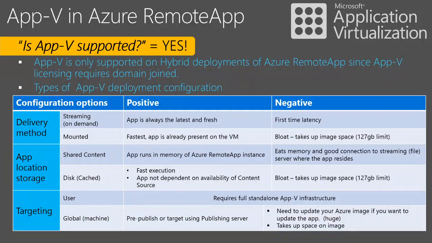There's a lot of positives. There's a lot of things. Depending upon your AppV architecture, there's a lot of different ways to configure this. I'm not going to give a recommendation, but one of the ones that gives you the most agility and flexibility is not having to change that image. So the easiest way on that is use streaming with shared content and targeting the user.